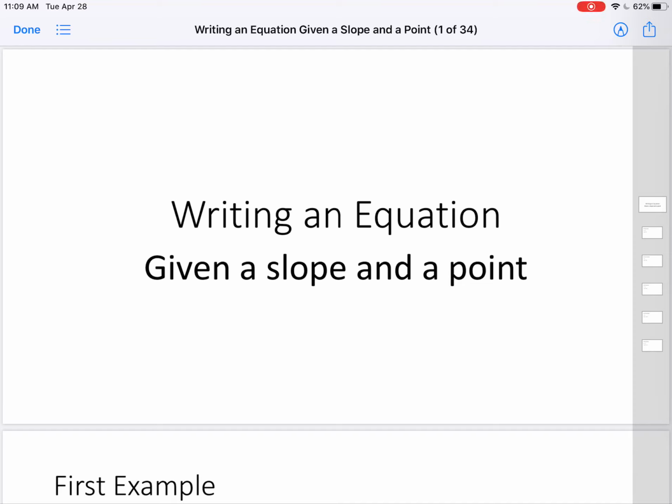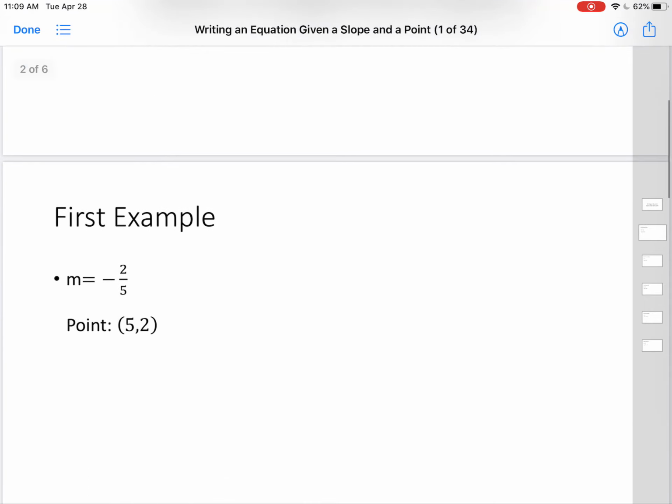It's time for another lesson. Today's lesson is about writing an equation if you are given a slope and a point. You should know how to write an equation if you are given a slope and a y-intercept, given 2 points, given a table, and given a graph. Today, you are going to be writing an equation given just a slope and a single point.